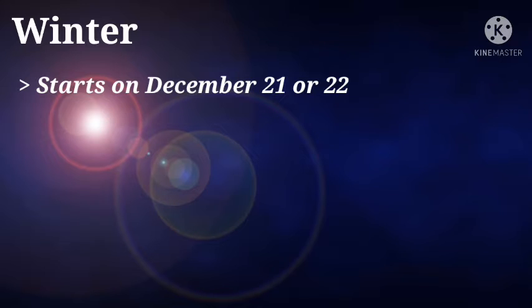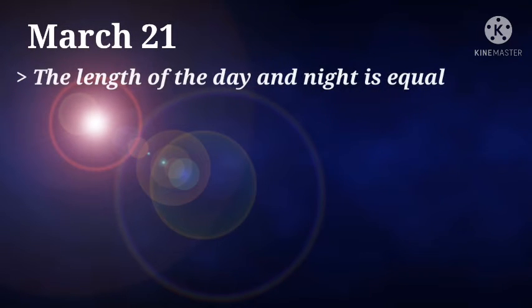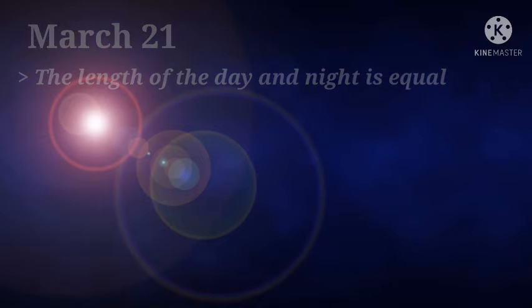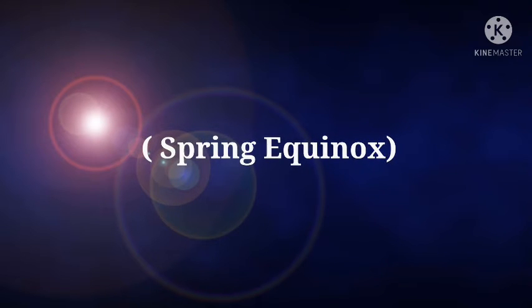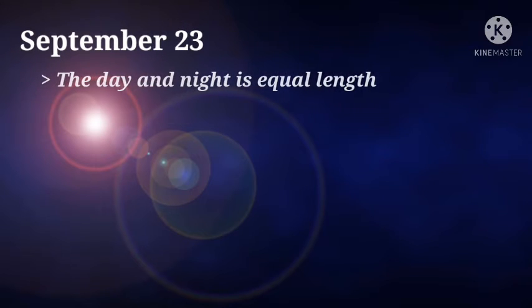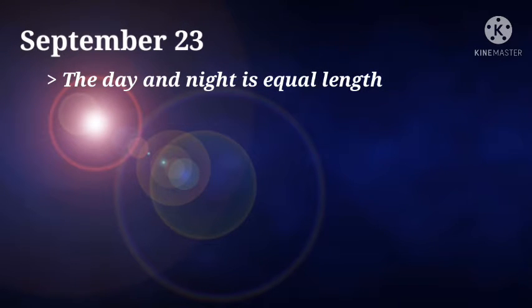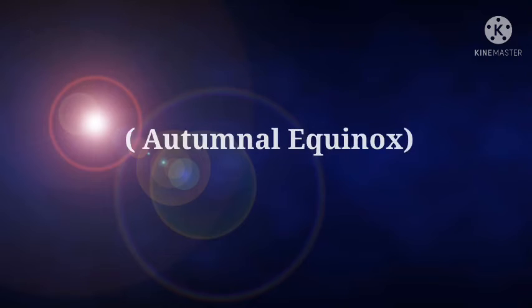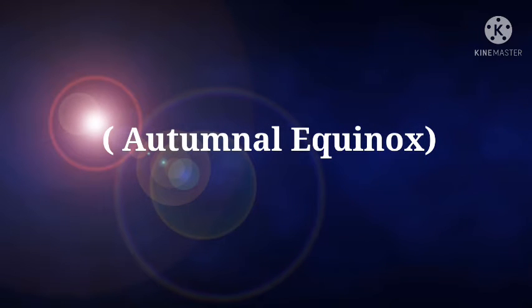Twice a year, the daylight and nighttime periods are of equal length. On this day, the axis is tilted neither toward nor away from the Sun. On March 21, the length of the day and night is equal, and that is what we call the spring equinox. On September 23, the day and night are again of equal length, and that is what we call the autumnal equinox.